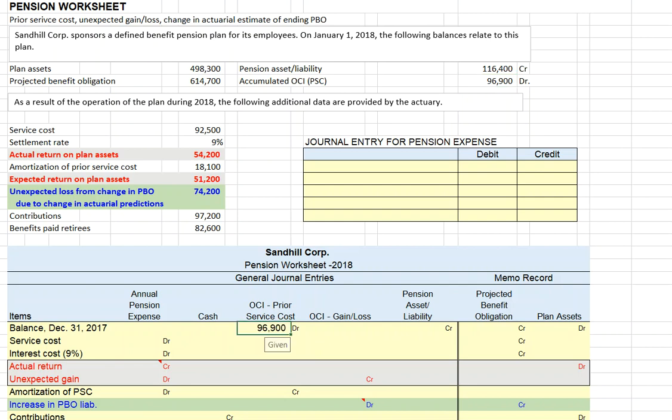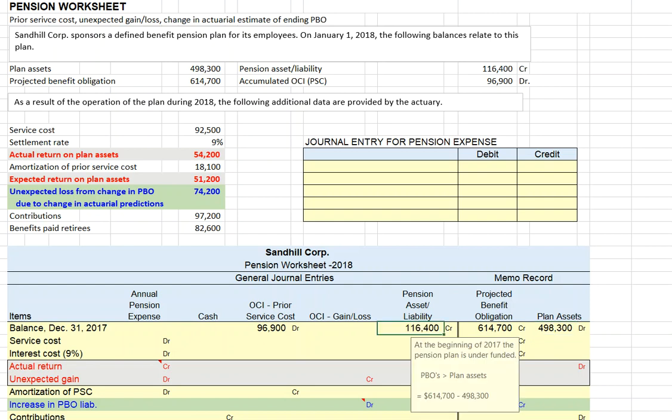Let's begin by picking up these numbers on our pension worksheet. Our other comprehensive prior service cost is $96,900. We have projected benefit obligations, our liability, of $614,700. Plan assets of $498,300, which gives us a net pension liability of $116,400. Again, our pension plan is underfunded. Let's begin by picking up now some of the information for the current year.